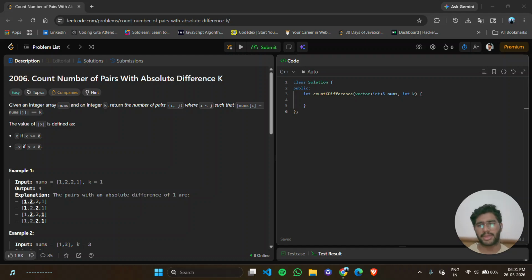Hey everyone, today we are solving another LeetCode question, question number 2006, Count Number of Pairs With Absolute Difference K. A beginner-friendly hashing problem from LeetCode.